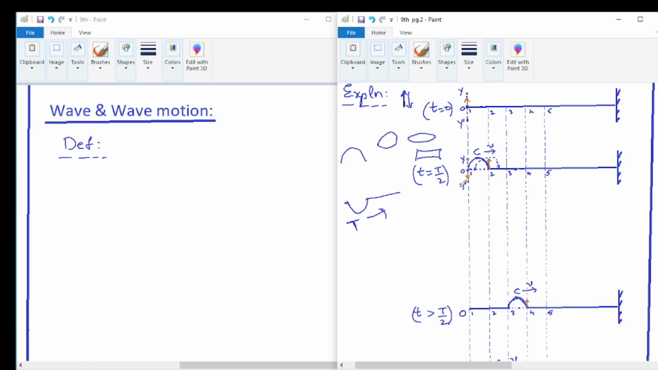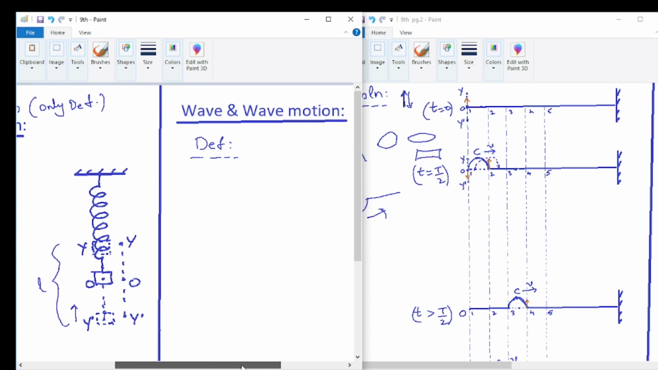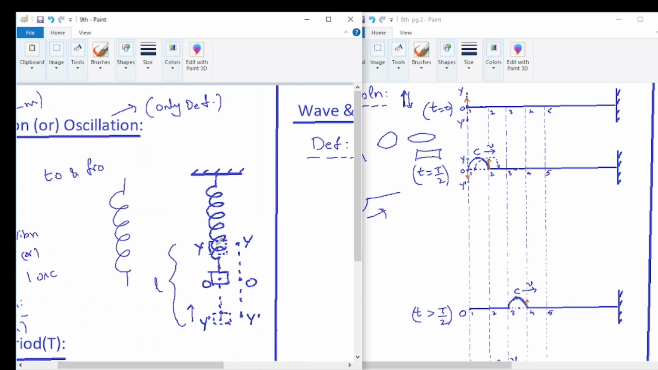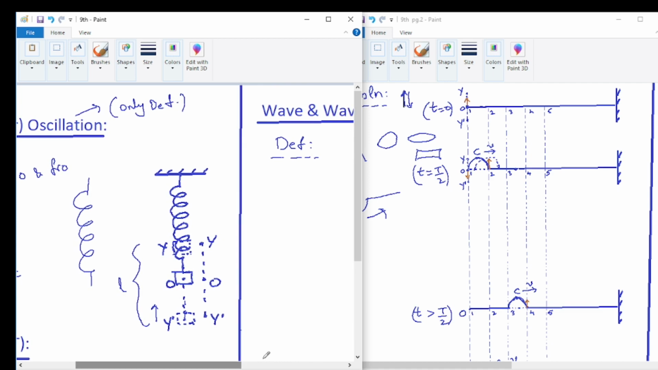Always vibratory motion is denoted by the same symbol, same path. Y O Y dash represents the vibratory motion, any vibratory motion. There are so many practical examples of vibratory motion or oscillatory motion. They are so important that this particular vibratory motion is given a special name, a very simple name. Later in other lessons, in higher classes, it will come more clearly. So it's practically very important.